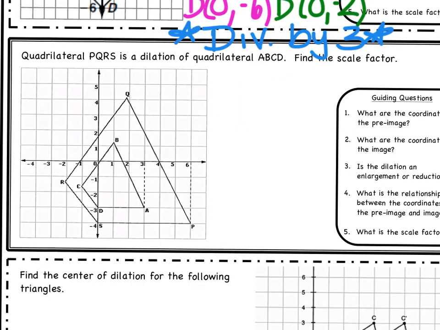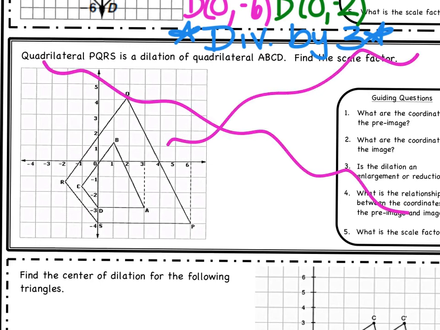Now, this next example that we have here, we're actually going to skip, because when I created the notes, I forgot that we are not going to dilate from a center other than 0, 0 until Module 4. So you can go ahead and cross this one off. We'll deal with this in another module.